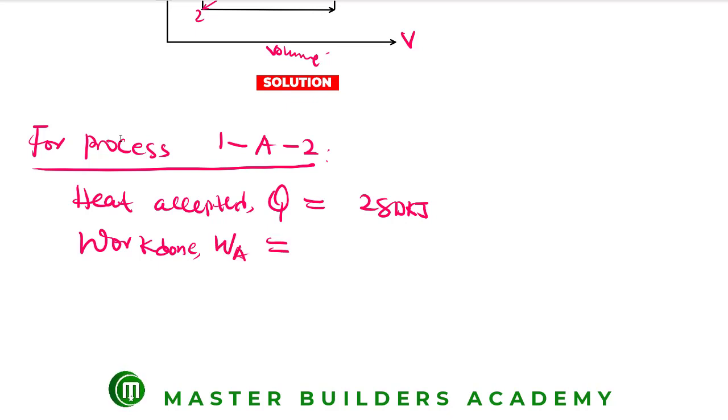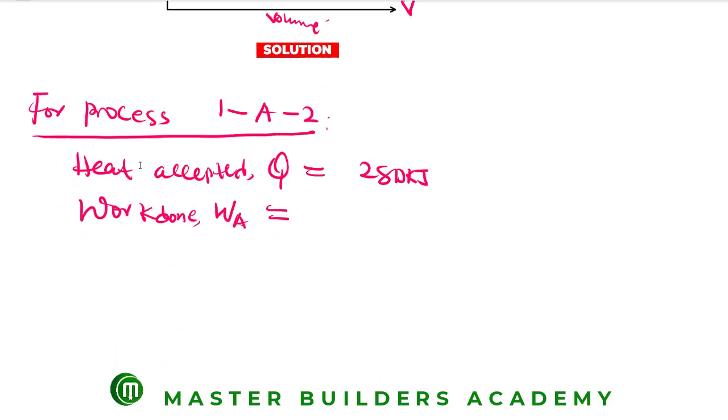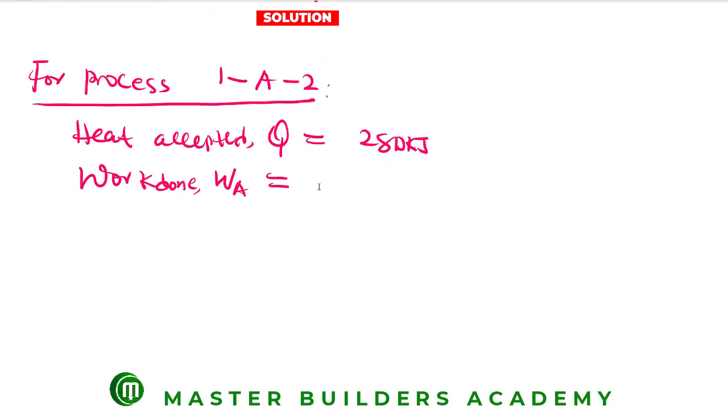WA as 100. Are we there? The work done is 100 kilojoule of work. As you can see it here at the extreme end of the question, you have WA equals 100 kilojoule. So when we move down here, we have 100 kilojoule. But as you can see, this heat was accepted and this work was done by the system.